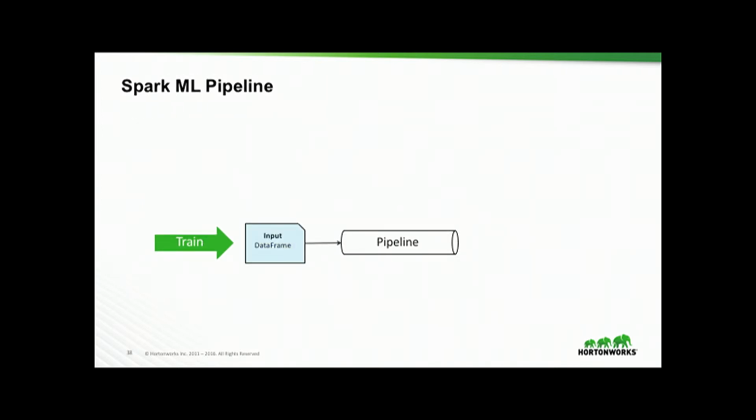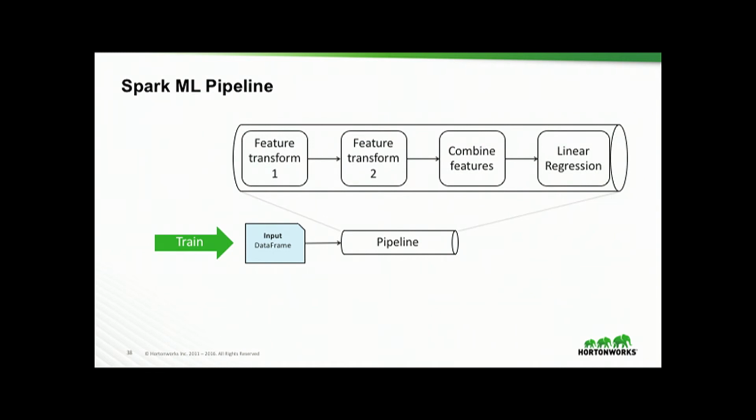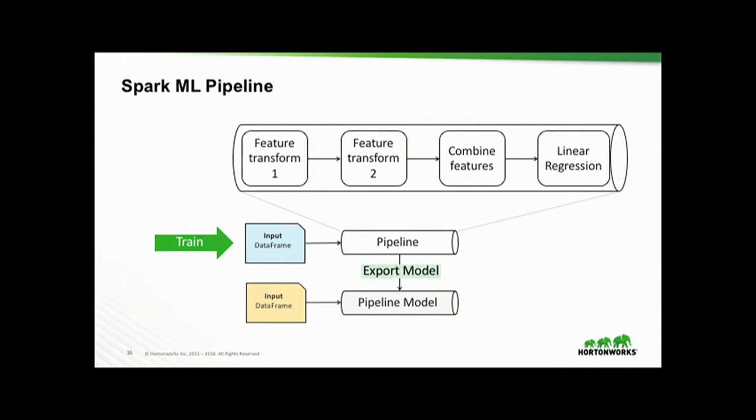So here are the different steps. In your pipeline, you could have multiple things. Oftentimes, especially in machine learning, you'll do multiple steps such as feature transform 1, feature transform 2. Then at some point you might want to combine the features and apply one of the machine learning models, in this case, linear regression. Once you export the model, you then go again and do the prediction to see whether the output performs well or not.